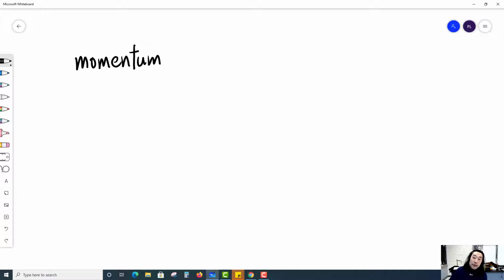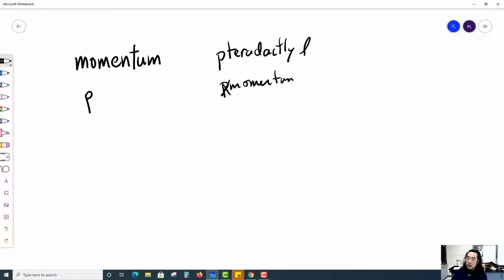M-O-M-E-N-T-U-M. Now the variable for momentum is the letter p, and it's a lowercase p because the uppercase P stands for power. Why is it the lowercase p? Well, there's a lot of theories, and one of the theories is back in the old days, just like the word pterodactyl, right? The p is silent. There was a p in front of momentum, but a lot of people got confused by it, so they just dropped the p but kept the variable for physics equations.